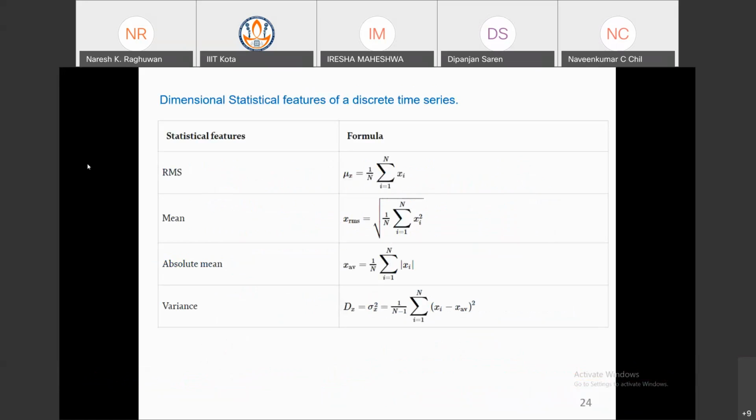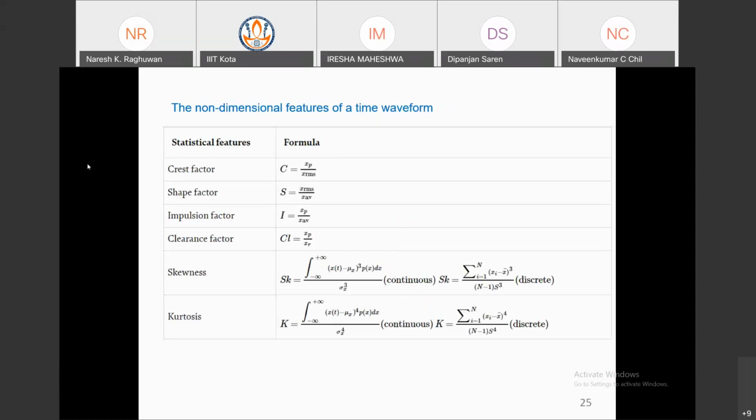Statistical parameters, this is the RMS. You can find these in any book; these are the statistical parameters. Variance is there, absolute mean is there, mean, RMS. These are the dimensional statistical parameters for the discrete time series. Next, non-dimensional features of a time waveform.